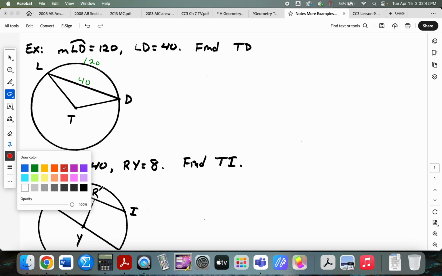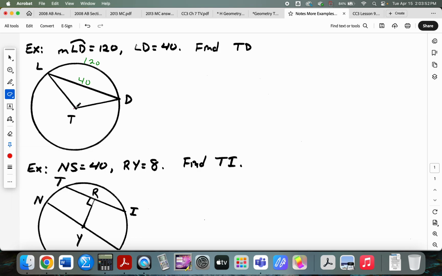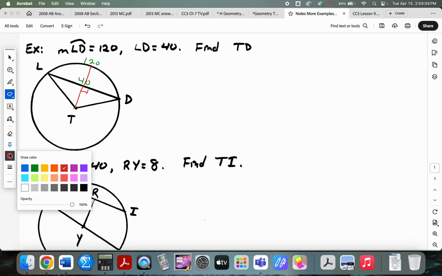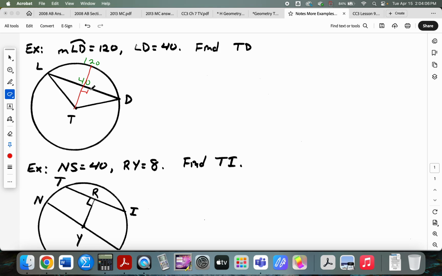One of the themes that keeps coming up in this unit is that if you don't have a right triangle, make a right triangle. What I'm going to do is draw from the center, T, perpendicular to the chord. That then is going to bisect the chord, so each of these pieces is 20. And it also bisects the arc, so each of these arcs is 60.